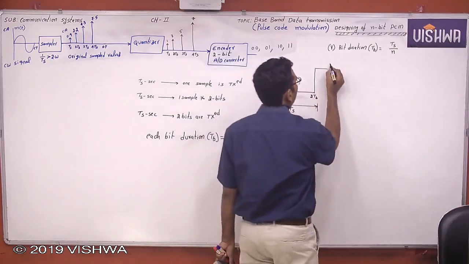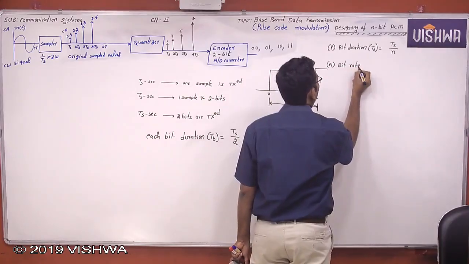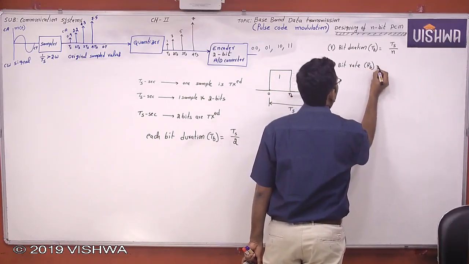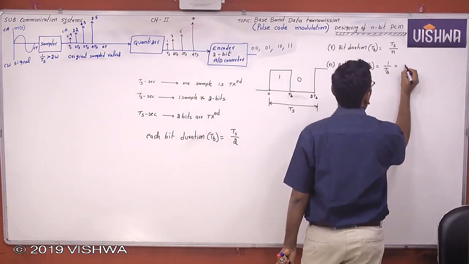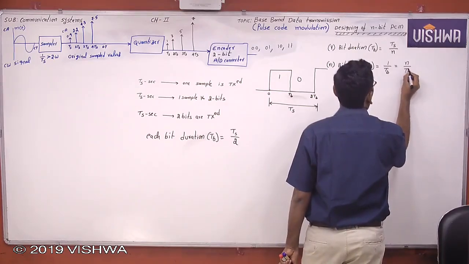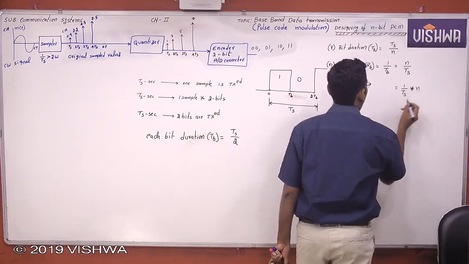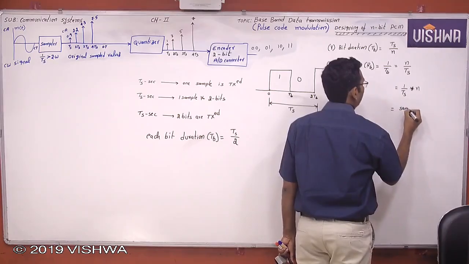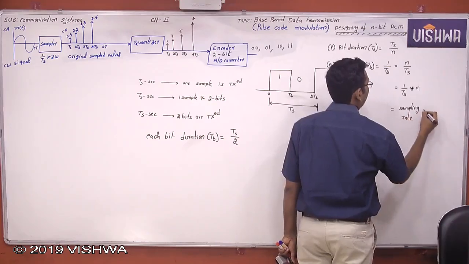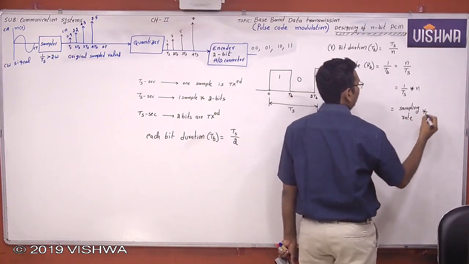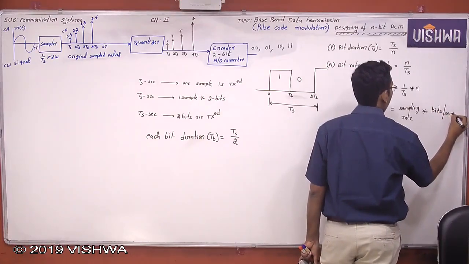Now what is bit rate? The bit rate RB is equal to 1 by TB, which is equal to n by TS, which is equal to 1 by TS into n. Now this is nothing but the sampling rate. This is nothing but the sampling rate. Now this is n bits per sample, the number of bits per sample.